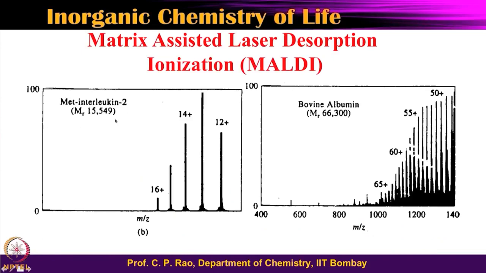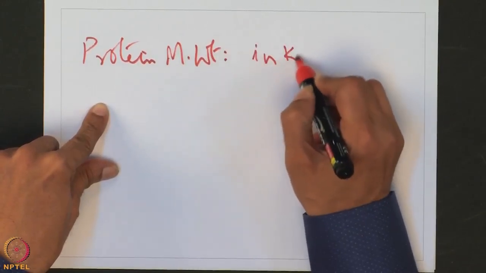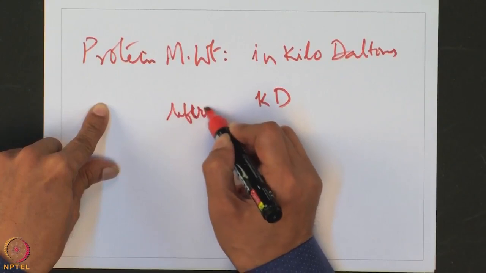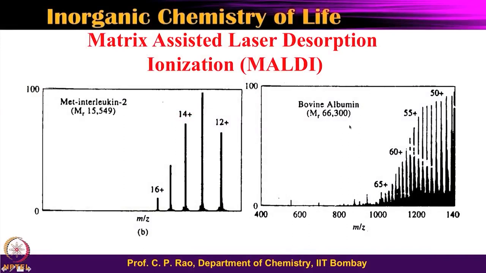In the next slide, you can see the MALDI for two proteins, one on the left side, one on the right side. The one on the left side is Met-interleukin 2, a protein whose molecular weight is 15,549, that means around 15.5 kilodalton. Protein molecular weights are generally in kilodaltons, referred to as kD. So you will have 5 kD, 10 kD, 50 kD, 100 kD, 200 kD, even 100,000 kD. There are proteins of all these.